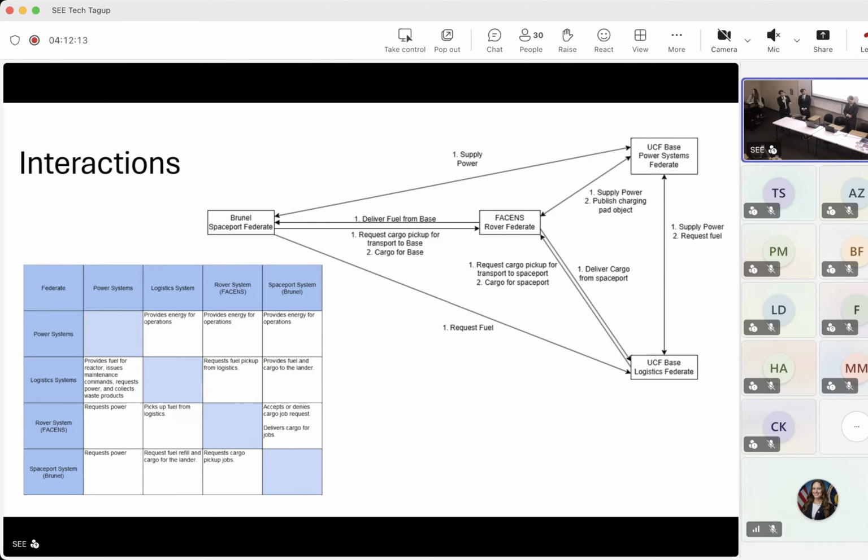However, for the rover, the power systems is going to be publishing a rover charging pad object. The rover will have to subscribe to the location of it. It will then have to navigate over to the charging pad before it is able to request and receive power. Finally, for our interaction between our power systems and our logistics systems, the logistics systems will be requesting and receiving power from the power systems at each time step as well. However, the power systems will also be requesting and receiving fuel from the logistics systems to generate this power.